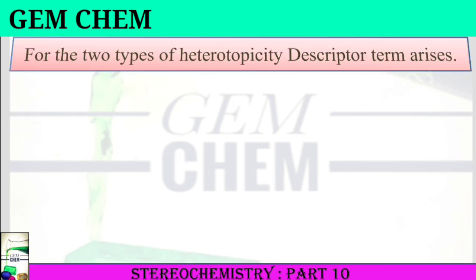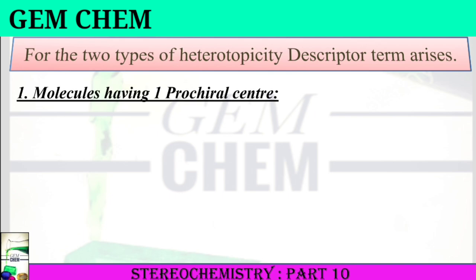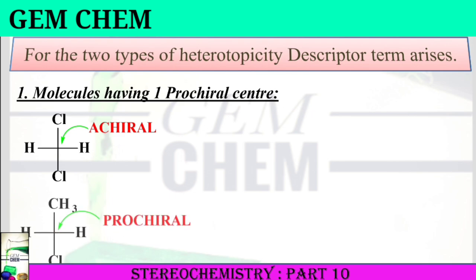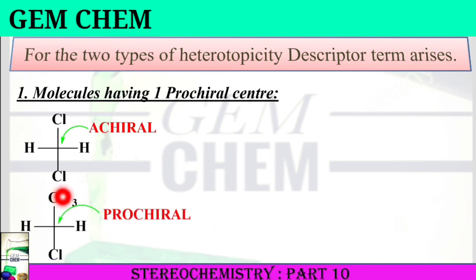Now we are going to see that if the two types of heterotopicity are present, a descriptor term arises. So let us see how. When the molecule has only one prochiral center, that is, before chirality, that type of center is known as a prochiral center. So if you see here, we have two similar groups, that is chlorine and hydrogen. So this type of thing is known as achiral. But if you change one of the groups, then it becomes a prochiral part. So we have exchanged the Cl with CH3. So this is a prochiral group.